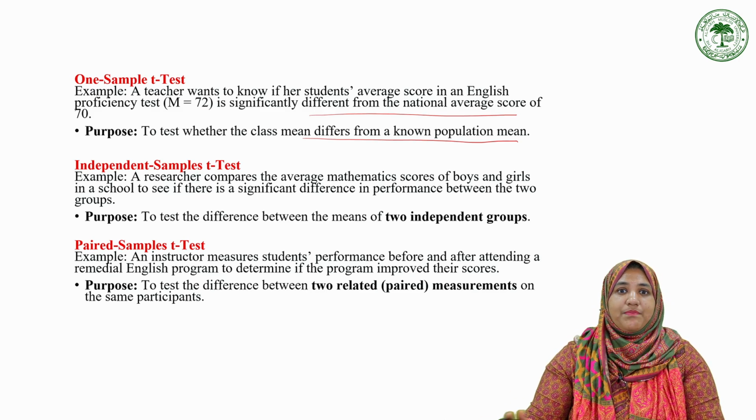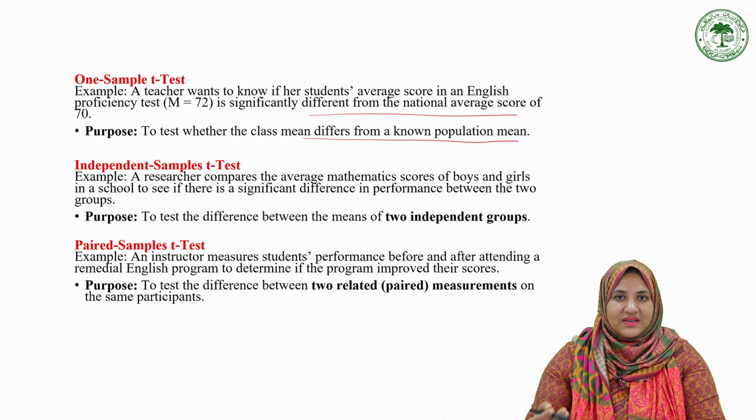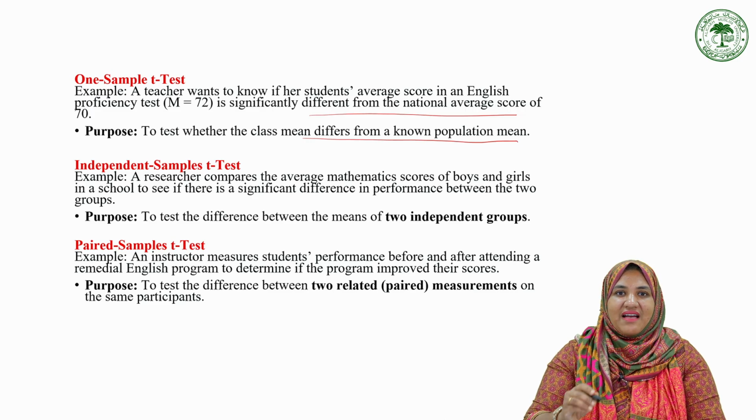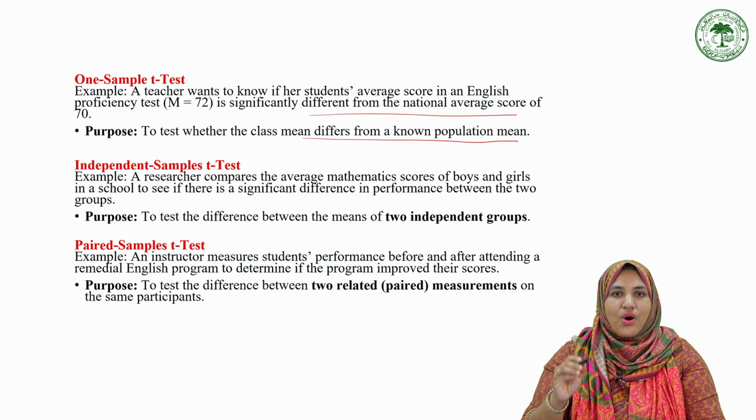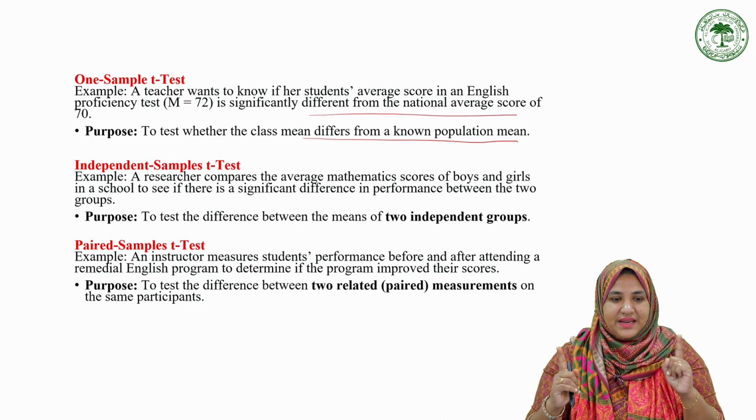Next one is the independent sample t-test, which we usually do. For example, a researcher is comparing the average mathematics scores of boys and girls. Boys and girls, independent groups.